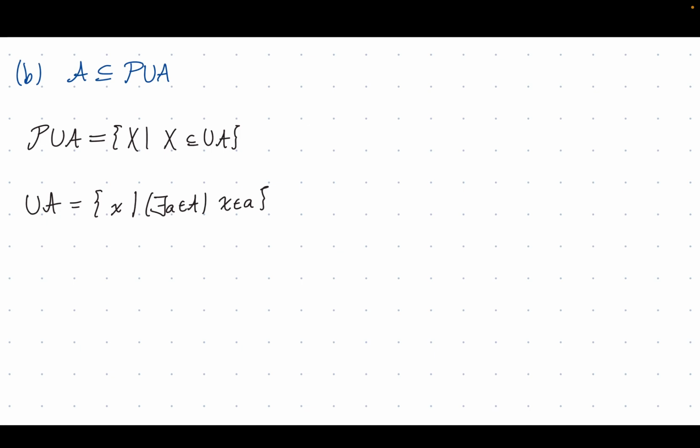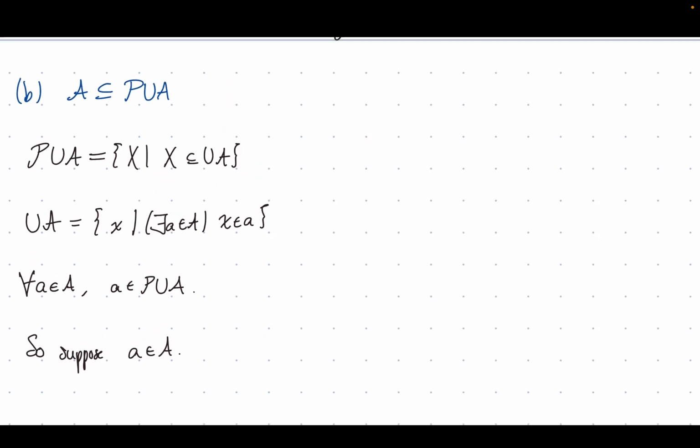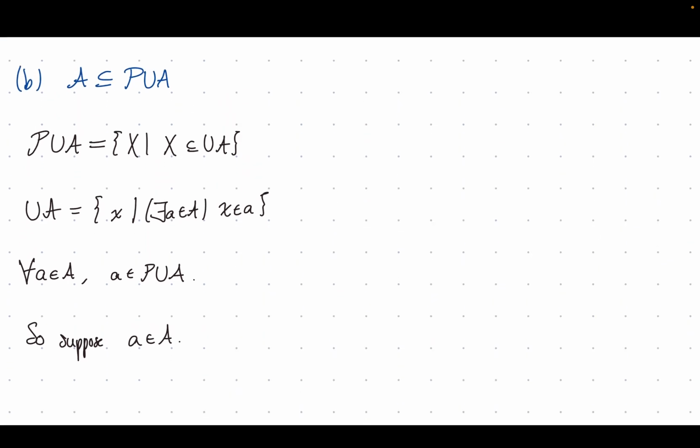Cool. And now what we're trying to show is that A is a subset of the power set of the union of A. So for all little a in A, little a is in the power set of the union of A. So suppose little a is in big A, right? And now, what are we trying to show?